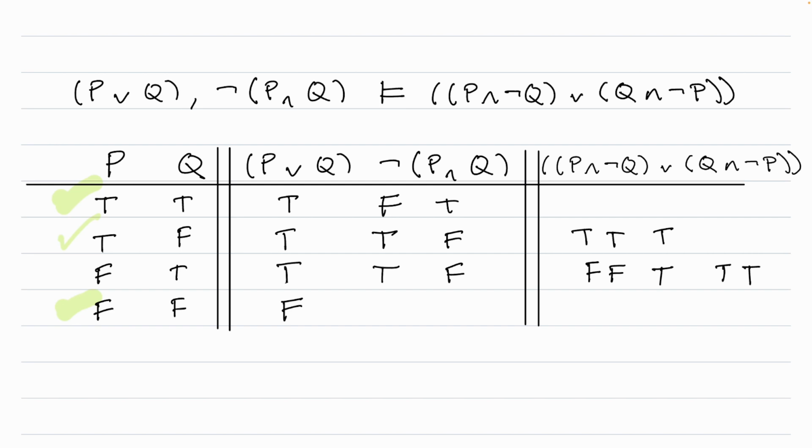So on the third line, once again, both premises are true, and so is the conclusion, so this is not a bad line either. None of the possible valuations of P and Q made all of the premises true and the conclusion false, so the claimed entailment does hold.